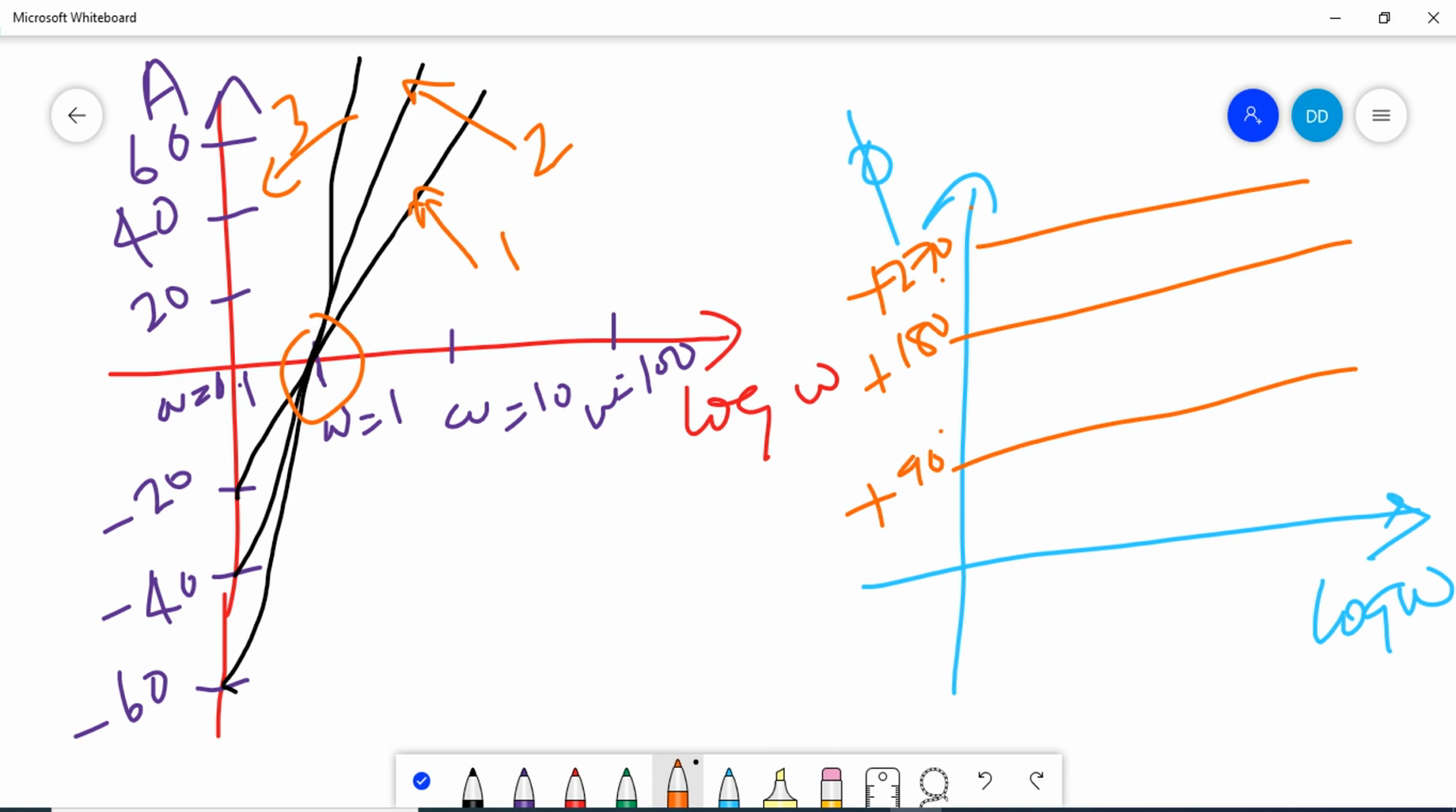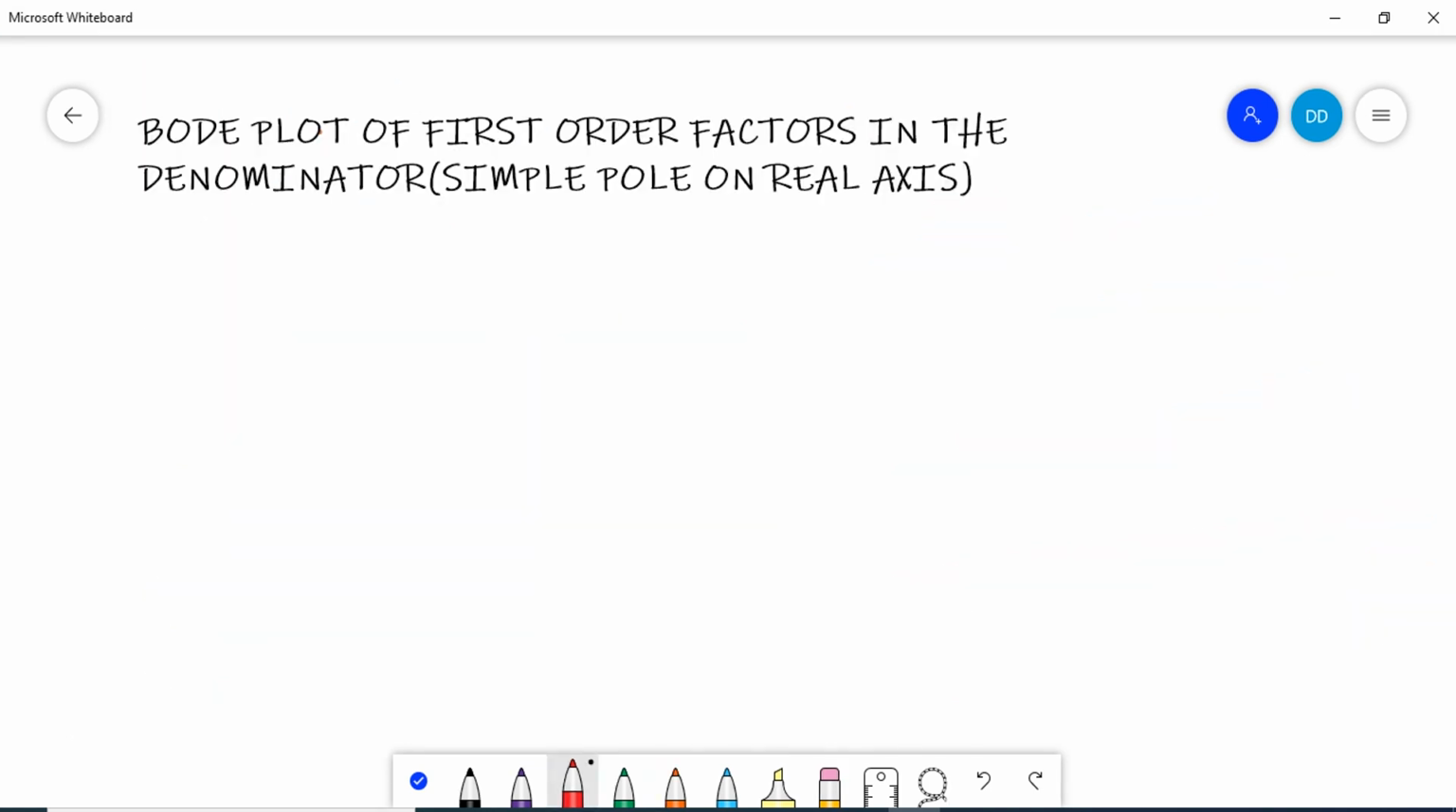So in the coming videos, we will look into the integral factor, that is first order factor in the denominator, quadratic factor in the denominator, first order factor in the numerator and quadratic factor in the numerator. We will look into the Bode plot of first order factors in the denominator. So first is a simple pole on the real axis. So let us consider G of s as 1 by 1 plus sT, which is a simple pole on the real axis.